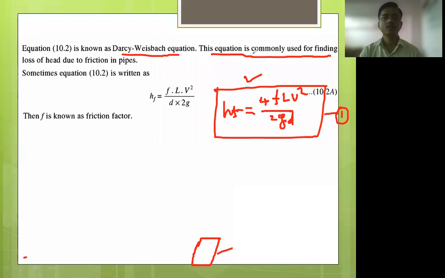Next, sometimes equation 1 is written as HF is equal to F L V square upon D into 2g. Then F is known as the friction factor. In your diploma books, in most of the problems they have used the friction factor term, not the coefficient of friction, if you remember.